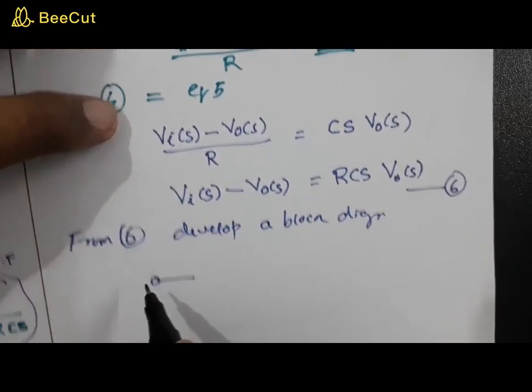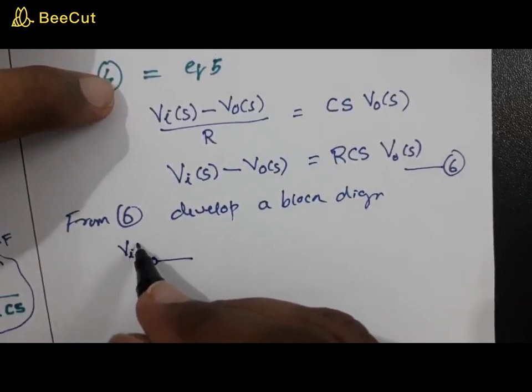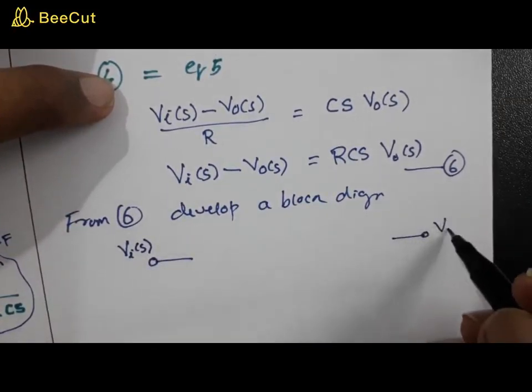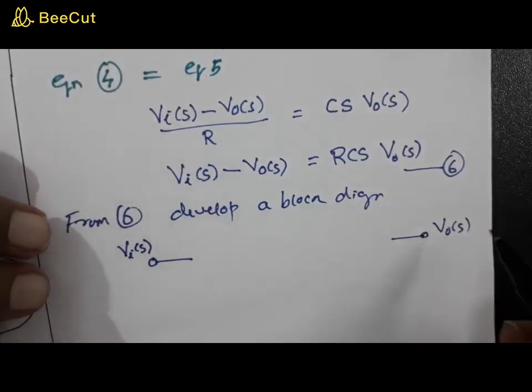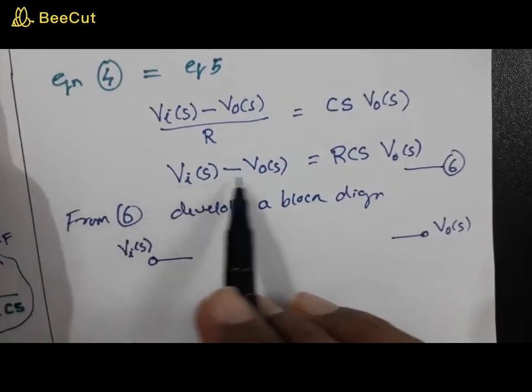You must attend it very carefully. I'll do one more example. Don't worry if you don't get this. So you have Vi of s and mark this as V0 of s. These are the two ends. On the left hand, you just denote the input side and the output side as V0 of s. Okay. Now, what does this equation show?